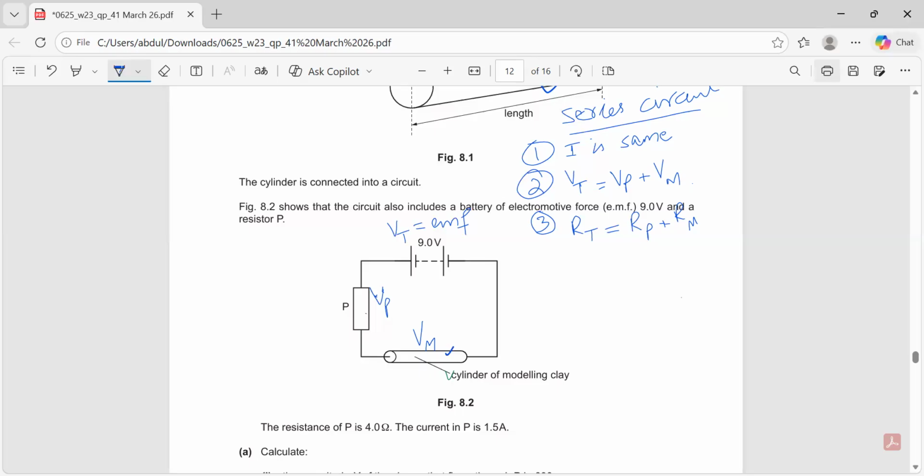Then the total resistance in a series circuit is simply the sum of the resistances of all the components which are connected in series. Also, Ohm's law we can apply all the time, V is equal to IR. And one thing more: as there is only one path for the flow of current, if any one of the components is not working or is disconnected, the whole circuit will be disconnected, and there will be no flow of current.